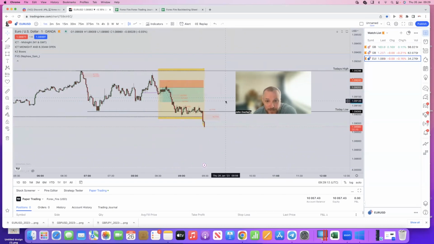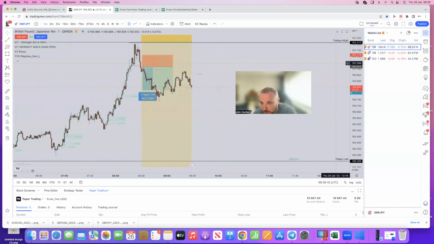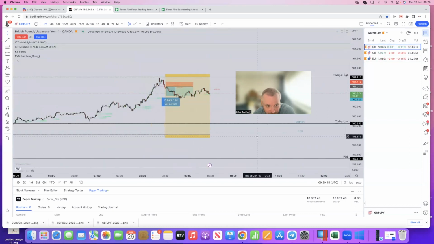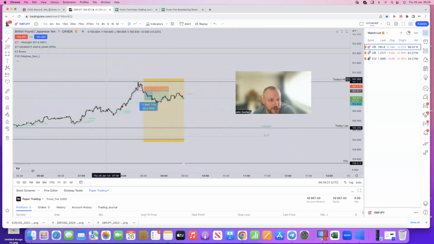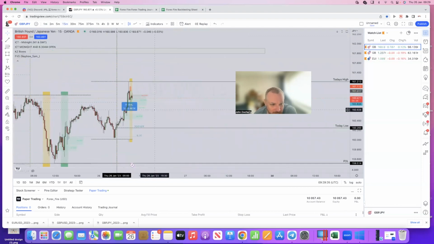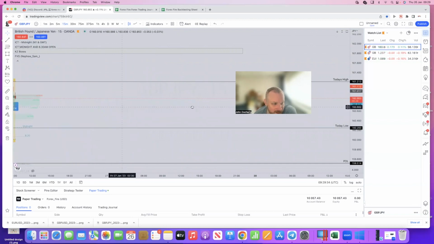And with that in mind, obviously we go back, we are stuck within a range still on the GBP Japanese yen. We go up to the 15 minutes. We've got the daily low there, which is the opening of midnight, and then we had a good spike of price movement.